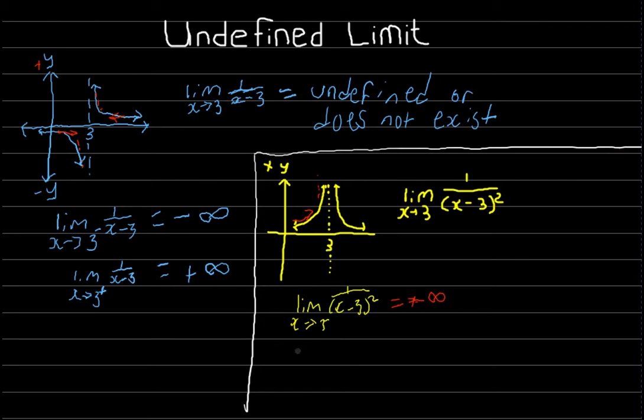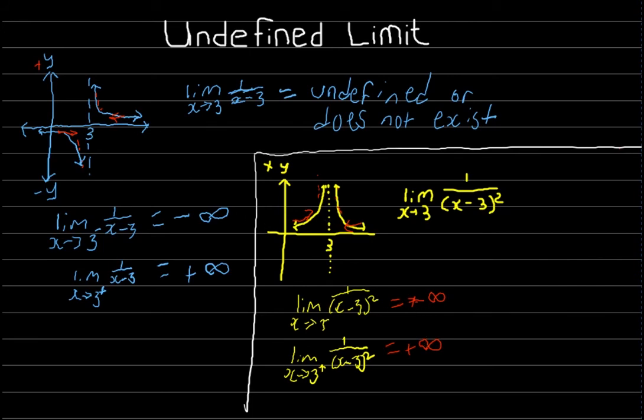Now for the right hand limit, so we are checking the limit of 1 all over x minus 3 all squared as x approaches 3 from the right hand. So we have the plus sign to represent the right hand. From the graph, we can also see that as it approaches 3 from the right hand side, the graph is also moving towards positive infinity.